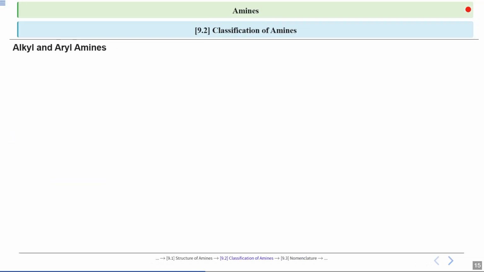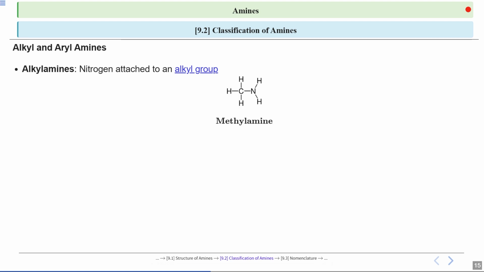Now we will look at two important types of amines, that is alkyl amines and aryl amines. Okay. So alkyl amines means nitrogen is attached to an alkyl group. Okay. And if you'll see the example over here, then you will see that this nitrogen over here is attached to an alkyl group, which is a methyl group. Okay, so that is methylamine. Okay, so you will see one of the hydrogen of ammonia is replaced by this methyl group.